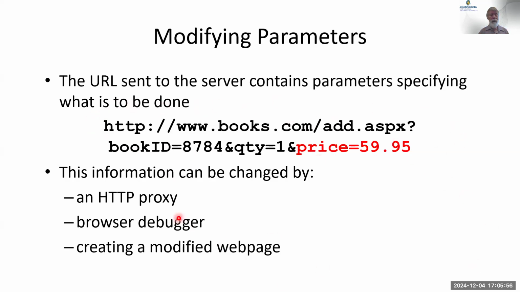Several ways you can do that. You can use an HTTP proxy like Burp Suite or Zap, the OWASP one. There's the browser debugger. Sometimes you can use the debugger. Another easy way you can do it is copy the source code. Like you're looking at this web page in the browser, just right click, save it onto your file, and then in your copy on your disk, edit it to change the price.